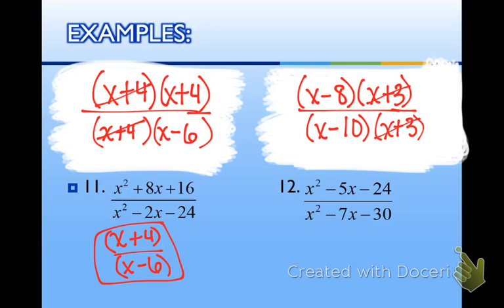The x plus 3's cancel out. What are we left with? X minus 8 over x minus 10. Remember, even though I didn't write those parentheses, I cannot cancel out the x's or reduce the 8 and the 10. If you need to leave them in parentheses to remember not to try to cancel anything else, just leave them in parentheses. Questions, concerns?